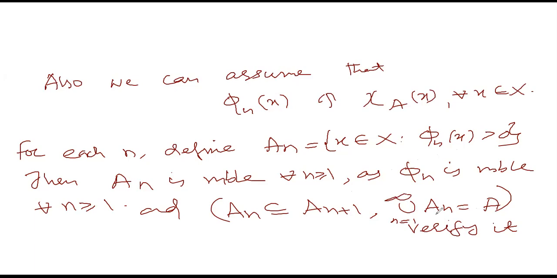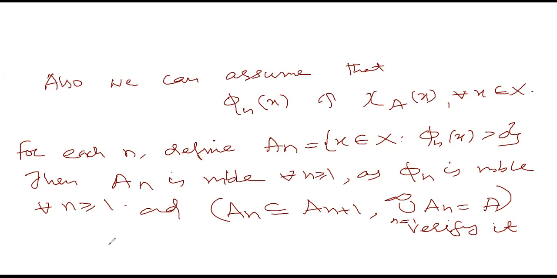Now, if x is in the union of A n, then x is in some A n. Whenever x is in some A n, that means phi n of x is positive, and here the limit of phi n of x is equal to chi A of x. If phi k of x is positive for some k, then phi n of x will be positive for each n greater or equal to k. So here I want to prove this inclusion, that this union is a subset of A. So let us choose any x in this union. Then x is in some A k.